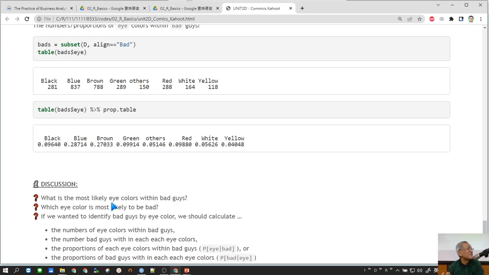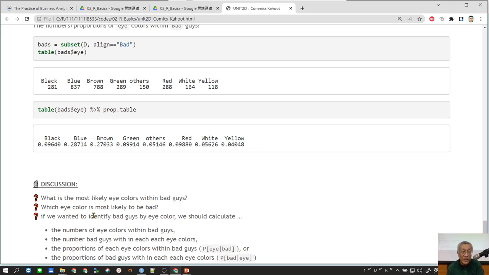Anyone have a different answer? No? Right, the second one is right, because we are talking about what is the most likely eye color. I'm talking about the probability of eye colors within bad guys. So it should be this one.